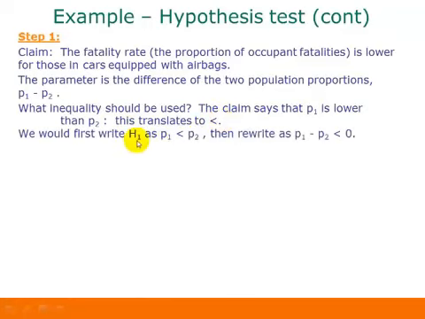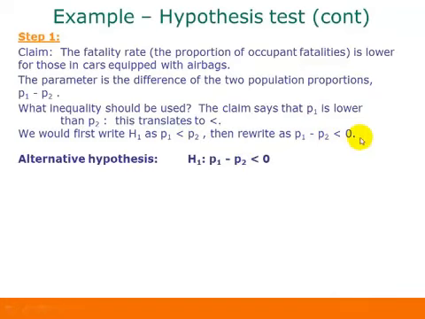So we would first write our alternative hypothesis as P1 is less than P2, and then rewrite it as P1 minus P2 is less than 0. So there's our alternative hypothesis, and there's our null hypothesis with an equal in place of the less than.